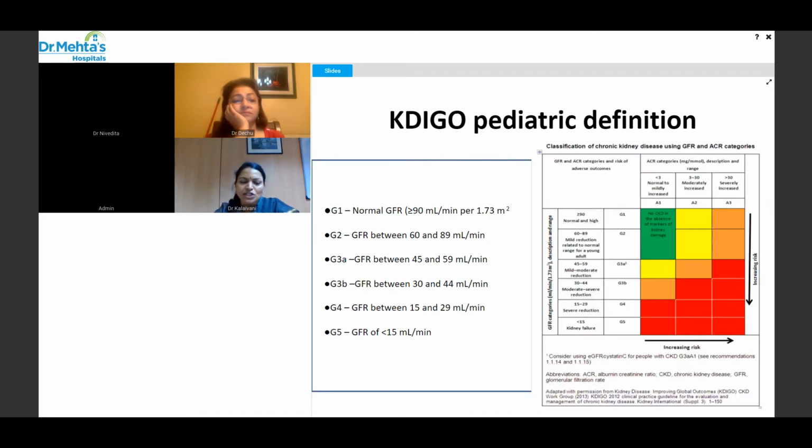The classification of pediatric CKD is based on GFR and albuminuria. We have 5 stages from G1 to G5. G1 is normal GFR, more than 90 ml per minute per 1.73 meters square. G2 is between 60 to 89, G3A is between 45 to 59, G3B is between 30 to 44, G4 is between 15 to 29, and G5 is when you have less than 15 ml per minute.